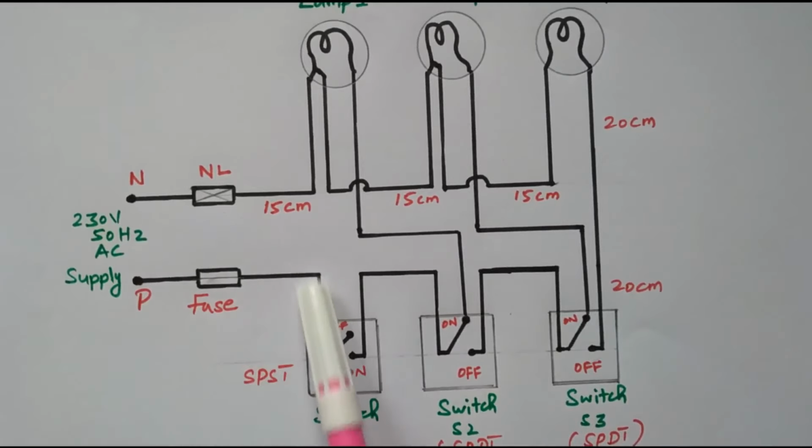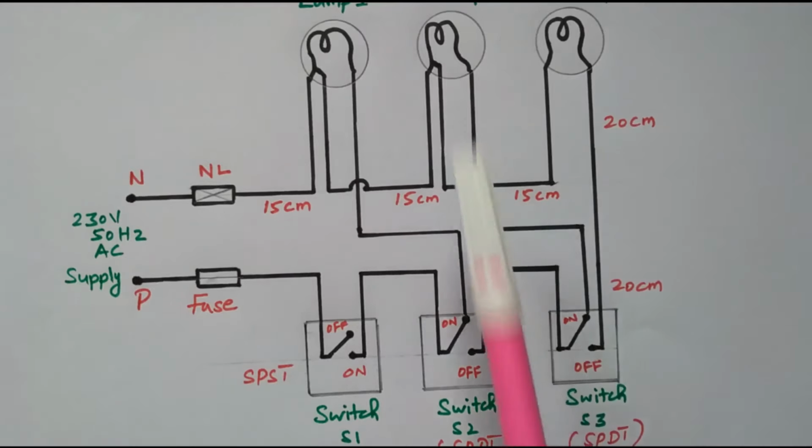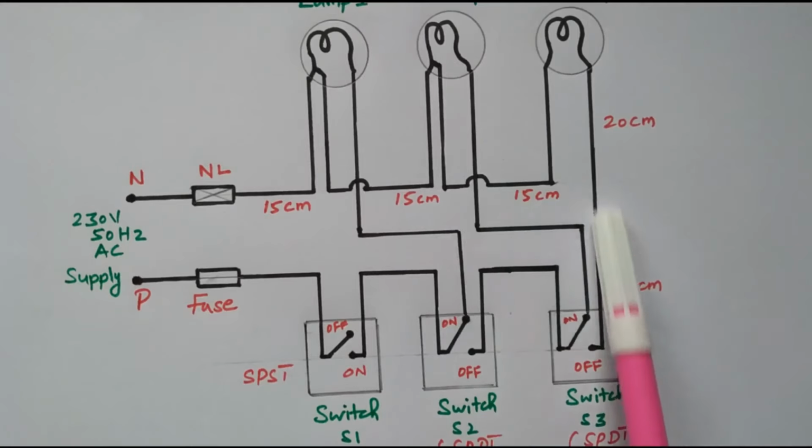The phase is connected to one end of this terminal. Then it is connected like this to another terminal. This on is connected to lamp 1. This off condition is connected to the next switch. Again this on condition is connected to lamp 2. This off condition is connected to lamp 3. Now we will see how the circuit is closed, how the supply is given to the different lamps.